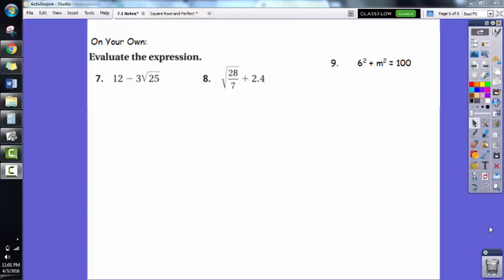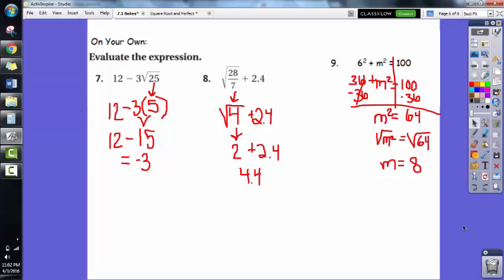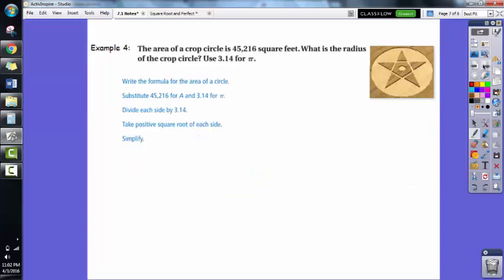Okay, now what you are going to do is 7 through 9 on your own. Go ahead, work the problems out. When you're done, you can push play on the video and check your answers. So push pause right now and solve 7 through 9. Okay, here are your answers for 7 through 9. Go ahead and check them. And we are actually going to skip example 4.